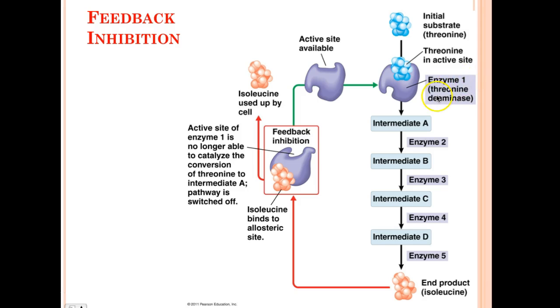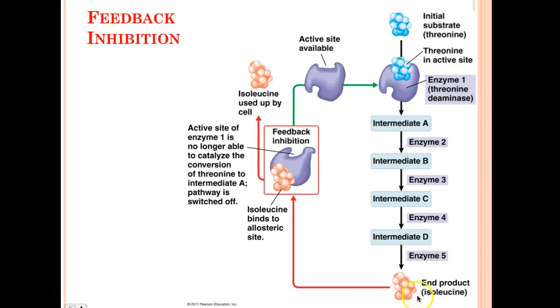So enzyme 1 is threonine deaminase, and that's going to ultimately come in. You'll form intermediate molecule A. An enzyme will come in to form intermediate molecule B. Enzyme 3 will come in to form intermediate molecule C. Enzyme 4 will come in to catalyze the conversion of intermediate molecule C to intermediate molecule D. And then enzyme 5 will catalyze intermediate molecule D to be converted to the end product, which is isoleucine.